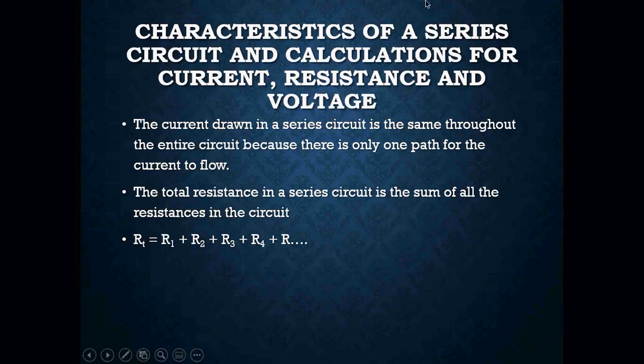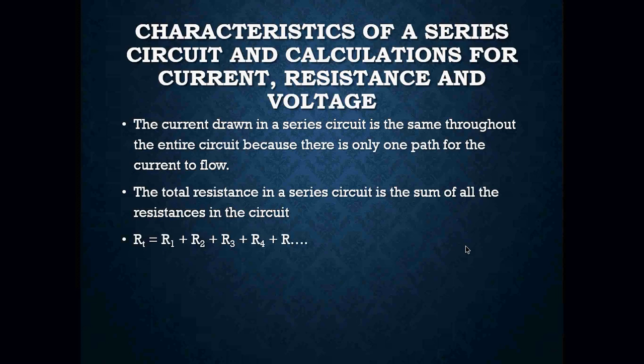Characteristics of a series circuit and calculations for current, resistance, and voltage. When we are dealing with a series circuit, current is drawn through the circuit the same way throughout. Current in a series circuit does not change. It remains the exact same number because it only has one path for that electricity to flow.